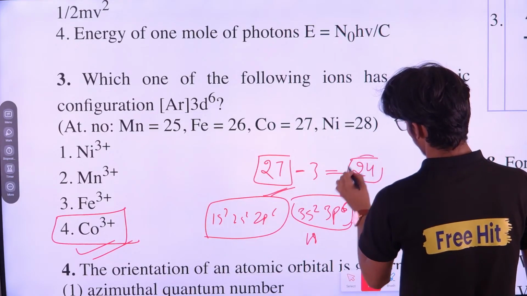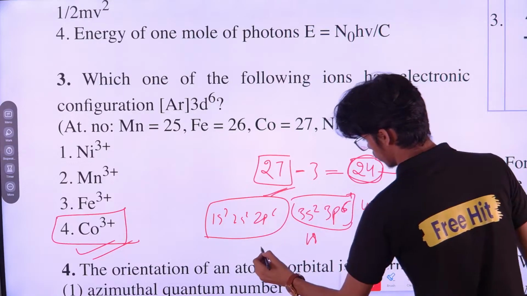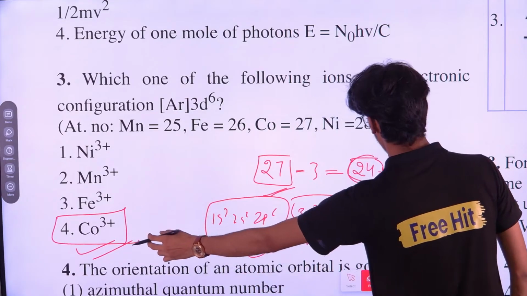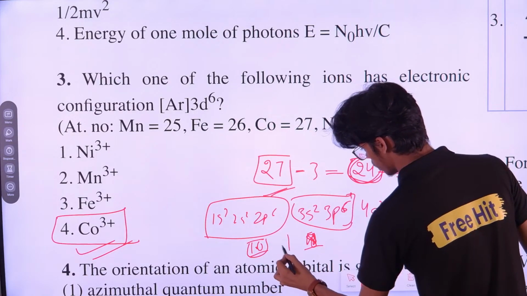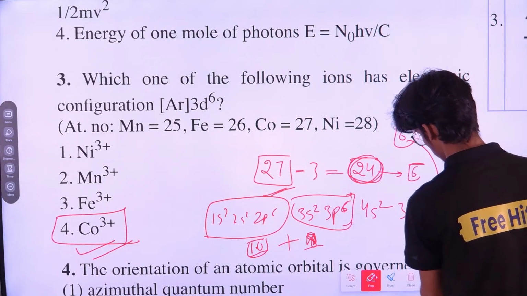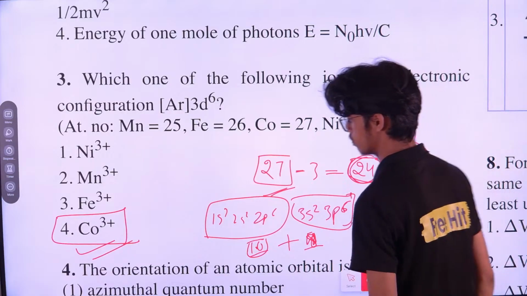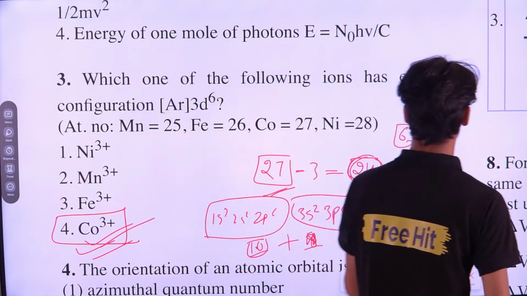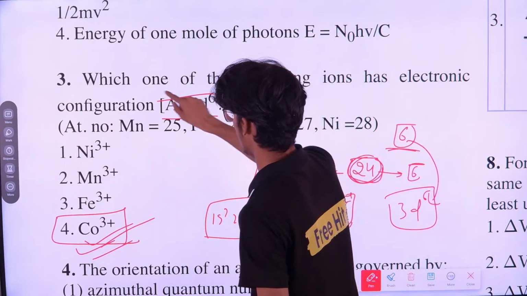Now out of 24, how many electrons will be filled? See, it is left with 6 electrons extra after 18. This is 10, this is 8, and cobalt has 3 lesser, so it's 24. When you subtract 24 from 10 plus 8, it means it is 6. So 6 electrons will be filled in this shell, and not this. Understandable? 3d6. So Ar 3d6 is nearly cobalt 3 positive. Got it? So 6 will be the answer, because 6 electrons are left after this Ar.